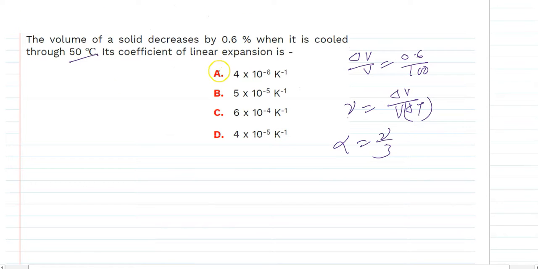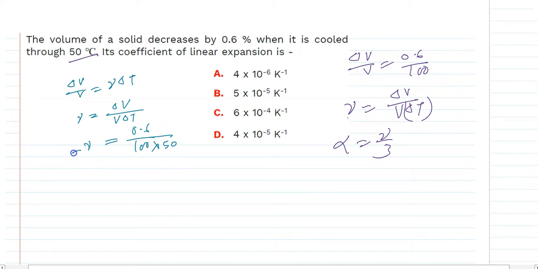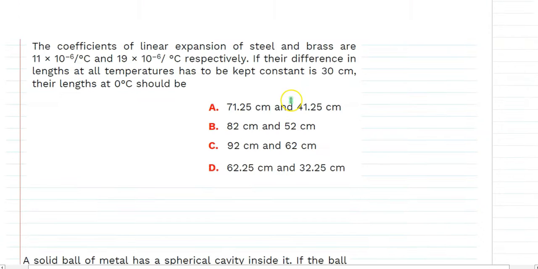The volume of a solid decreased by 0.6% when cooled through 50 degrees, find the coefficient of linear expansion. So del V by V equals gamma delta T, we know, and you have to find del V by V and delta T. Del V by V is 0.6 by 100, and delta T means 50 degrees centigrade. This is the gamma, and we know gamma will be 3 alpha. Then you can get alpha, okay, alpha equals gamma by 3. This question I have told is an important question.